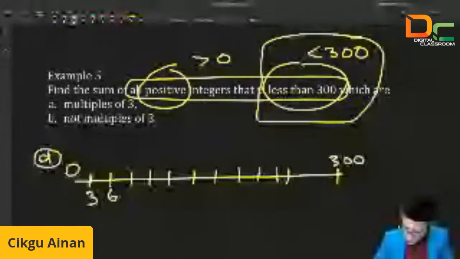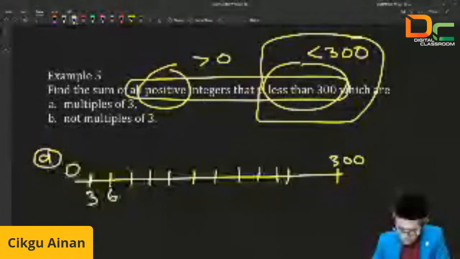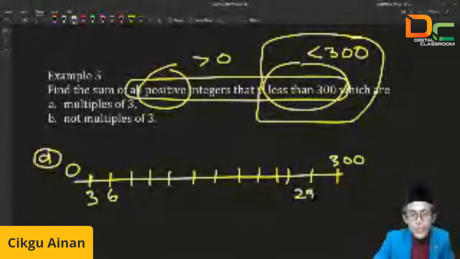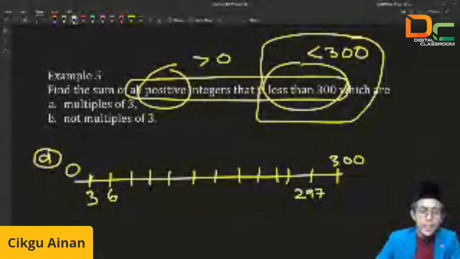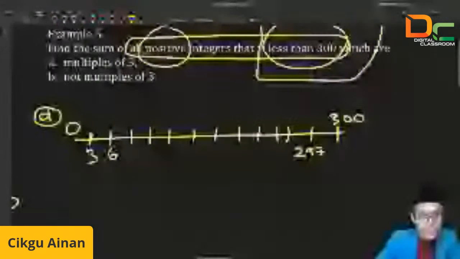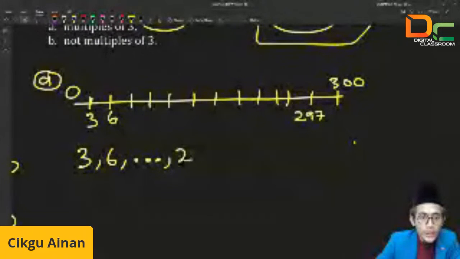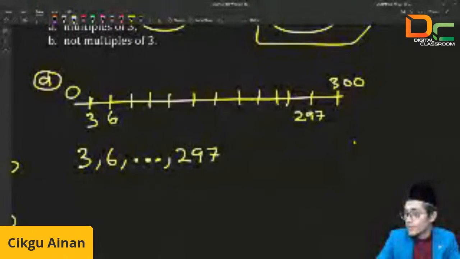Can 299 be divided by 3? Also cannot. 299 cannot. 298 also cannot, you get a fraction. 297 can. So 297 is divisible by 3. Okay, so what we have here is these numbers: 3, 6, ... 297. Okay, very good.